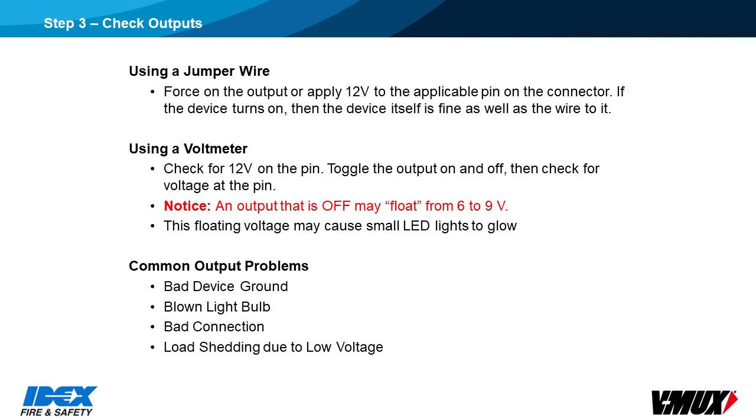Use a voltmeter to check output voltage. When the output is on, it should be at or near battery source voltage. An output that is off with no load attached may have a floating voltage of up to 9 volts. This floating voltage is caused by the internal fault detection circuitry. It can cause small LED lights to glow dimly. Common problems are bad device ground, blown light bulb, bad connection, or load shedding due to low voltage.